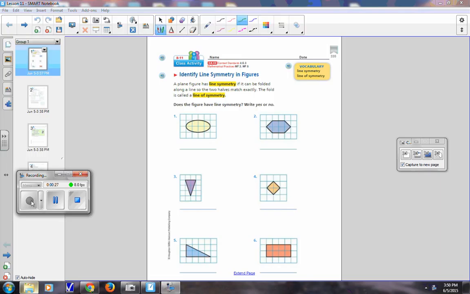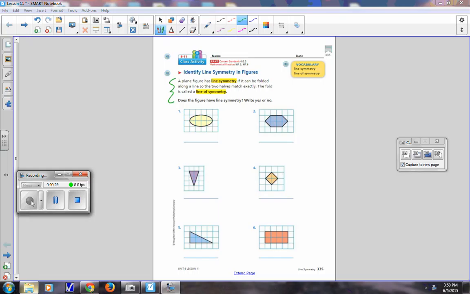A plane, flat figure, right here, if you can read with me at the top of page 335: A plane figure has line symmetry if it can be folded along a line so that two halves match exactly. And the fold that you fold it on is called a line of symmetry. So if we were to fold it along here and the two sides would match, yes, this figure would have a line of symmetry.